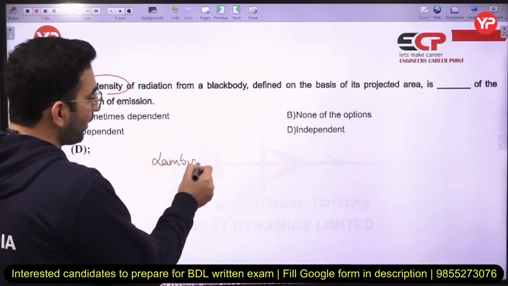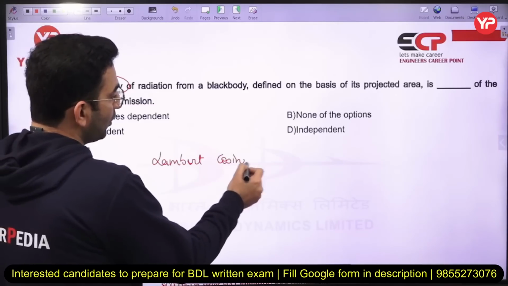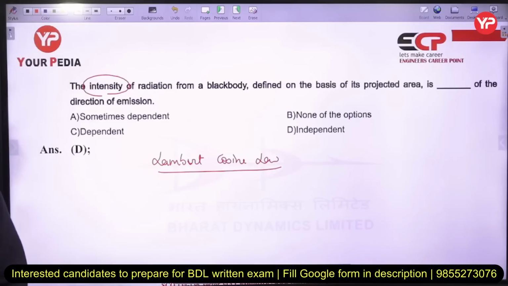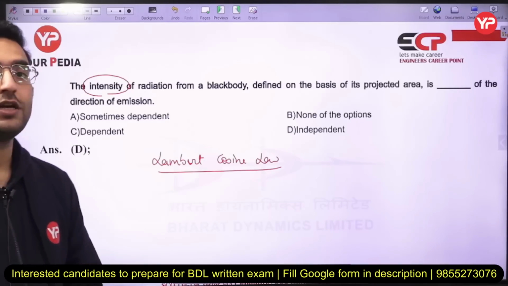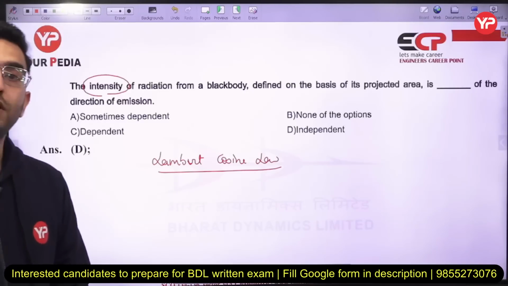It is defined on the basis of Lambert cosine law here. So this question is directly based on that law. According to the Lambert cosine law, the intensity is basically independent of the direction of emission here. Why can I say that? Because a black body emits radiations uniformly in all directions, and it doesn't depend upon a particular emission angle here.